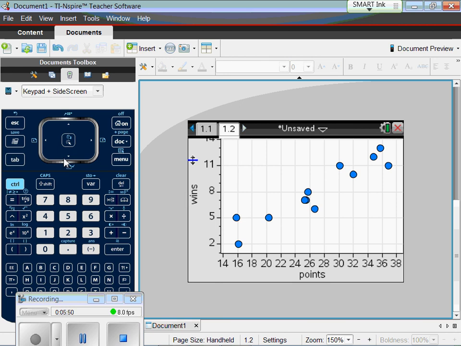I get this great graph. So what happens as points per game increases? The wins increase. Okay?